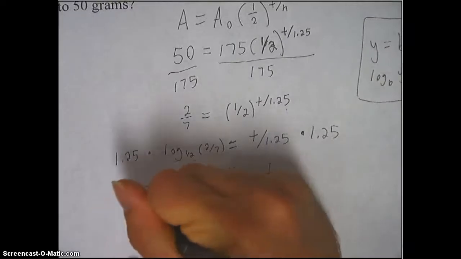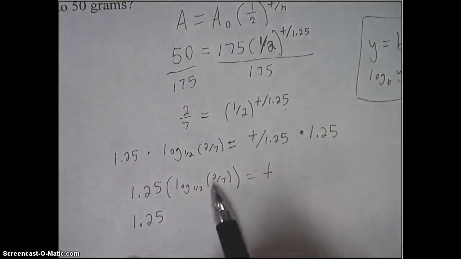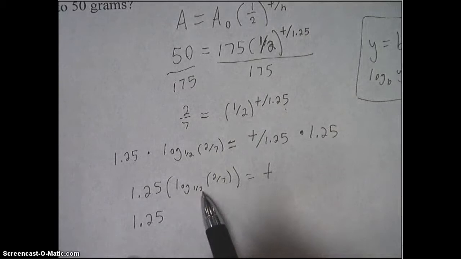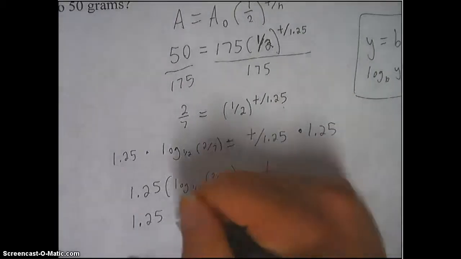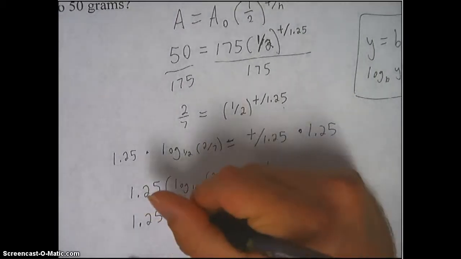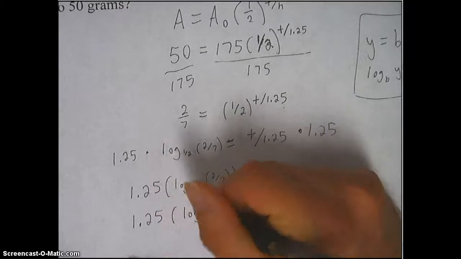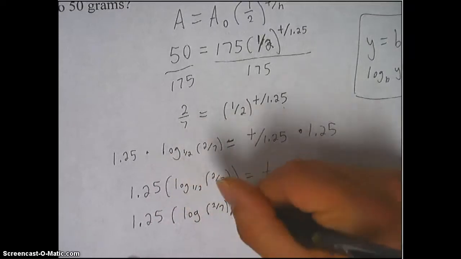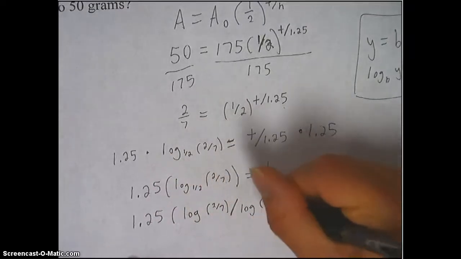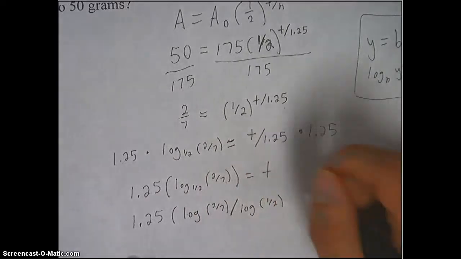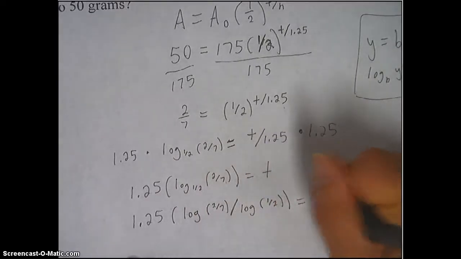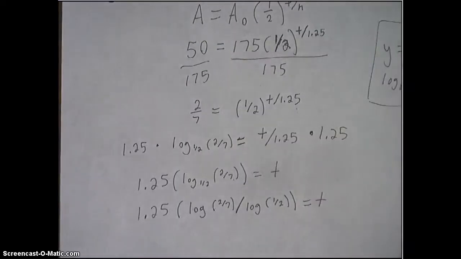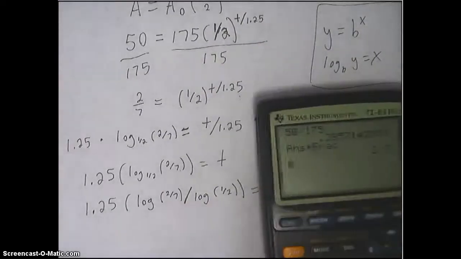And remember, that rule is log base b of a equals log of a divided by log of b. So we're going to do log of 2/7 divided by log of 1/2. That's what we're going to type in the calculator. And as you can see, there's an awful lot of parentheses here, so we're going to have to be very careful when we're typing this in the calculator. Let me show you exactly how I want you to do that.